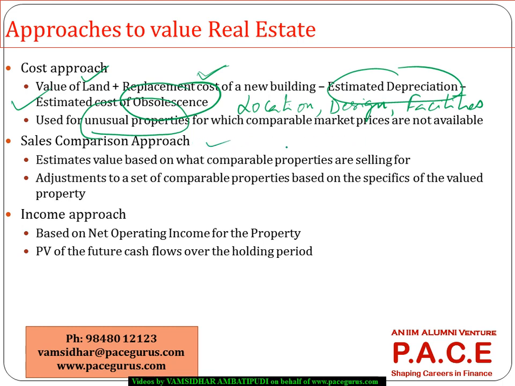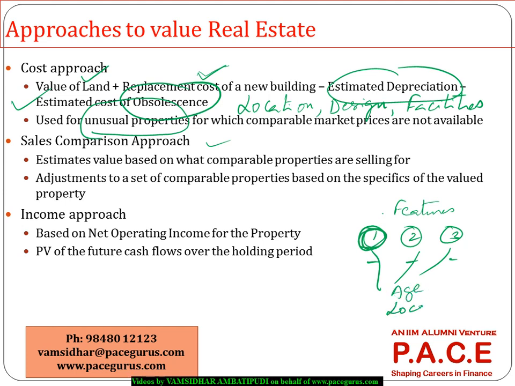Then we look at the other mechanism called the sales comparison approach. We try to find out the various properties which were sold very recently and their features. So I look at property 1, 2, 3, which were sold very recently for different prices. Based on this, I try to map their prices with their features in terms of how old the property is, what kind of location it is, whether it is a prime location or a secondary location, and what the condition of the property is, good, bad, and so on.